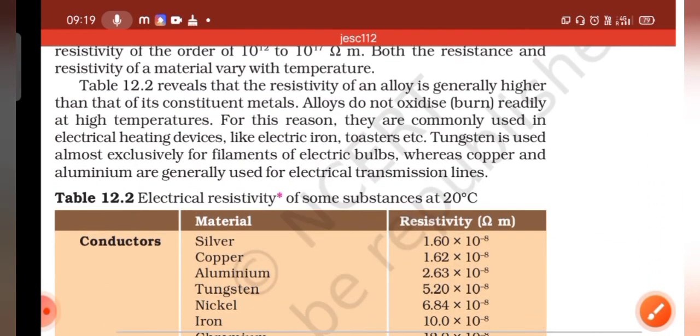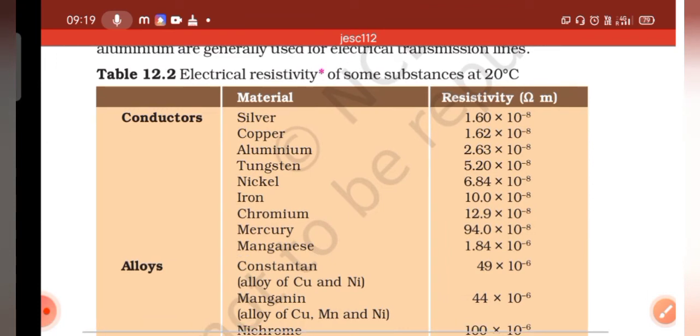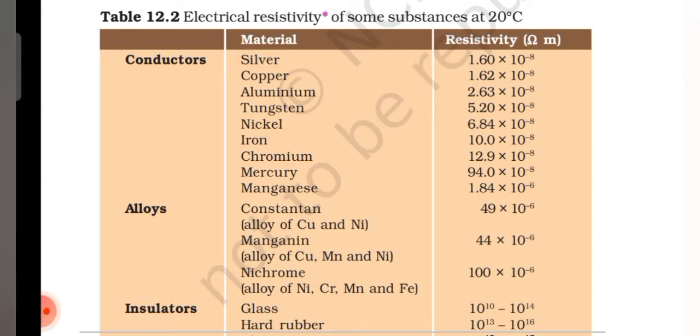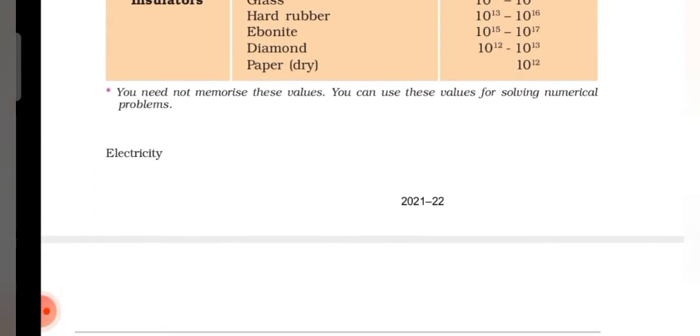Now, in this table, the electrical resistivity of some substances is shown, which reveals that the resistivity of an alloy is generally higher than that of its constituent metals. You can see the electrical resistivity of these substances, and you will notice that the resistivity of an alloy is generally higher than that of the constituent metals.